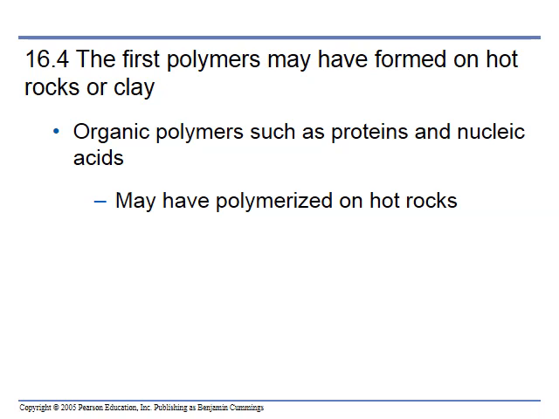The first polymers were probably formed on hot rocks or clay near the ocean, right? You see these things right in the tidal areas. And a polymer, remember, is just you take a monomer, a single unit, and you link it together and you get a polymer. So you can make polymers of amino acids and you can get proteins, or you can take nucleotides and create nucleic acids. Probably RNA for the first nucleic acid.